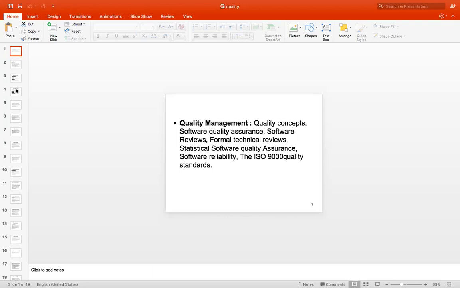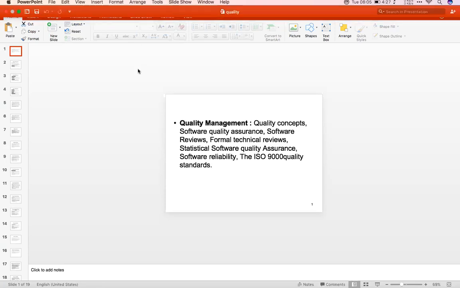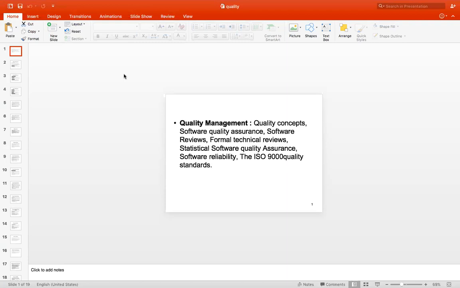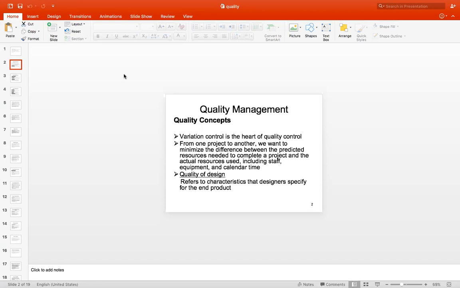So, this quality management is a part of your Unit 6. This is the second part of Unit 6, and the first part is risk management. So, the second part of Unit 6 is quality management. So in this quality management, these are the topics we are going to discuss, right? So let us first move into the first topic, that is quality concepts.